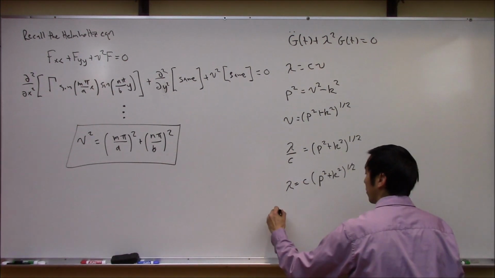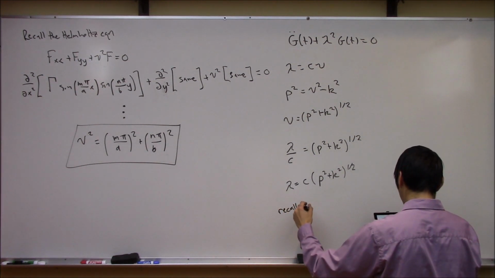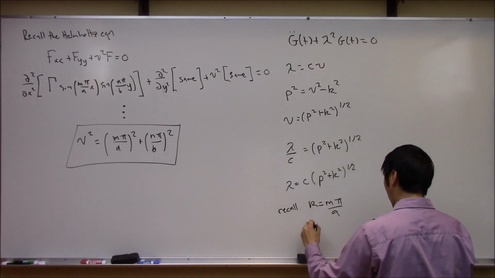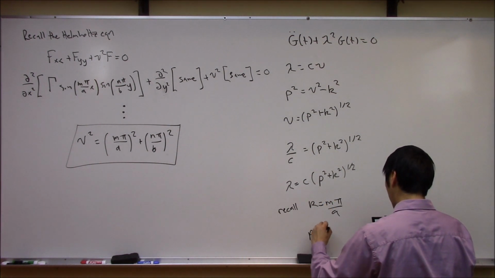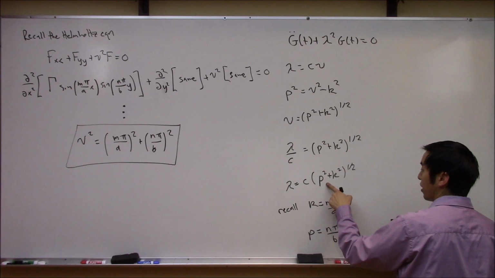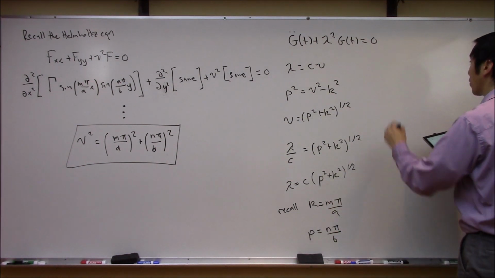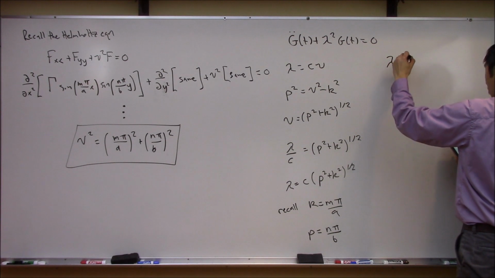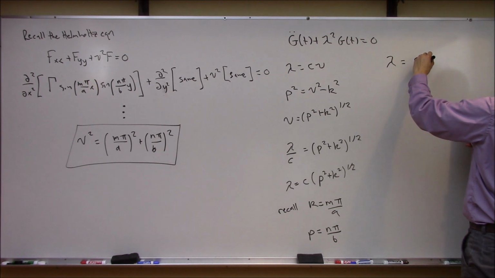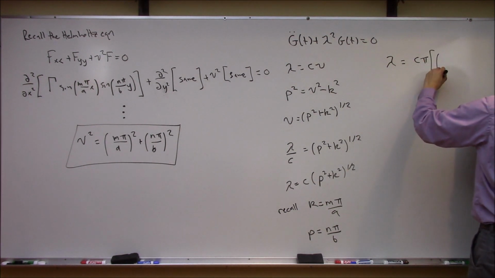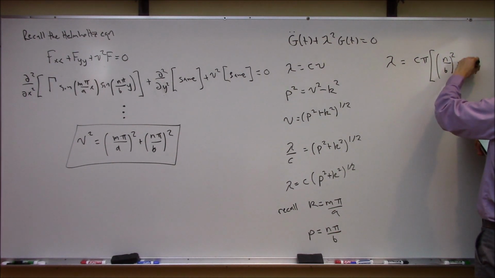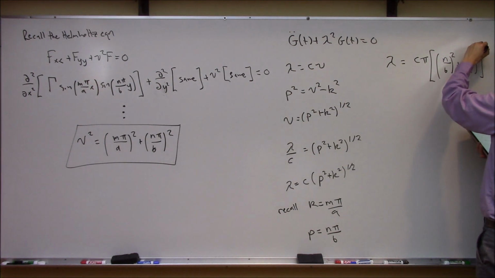If you recall, we said that k has to equal m pi over a, and p had to be n pi over b. Substituting that in, our final expression for lambda is c pi times the quantity n over b squared plus m over a squared, to the 1/2.